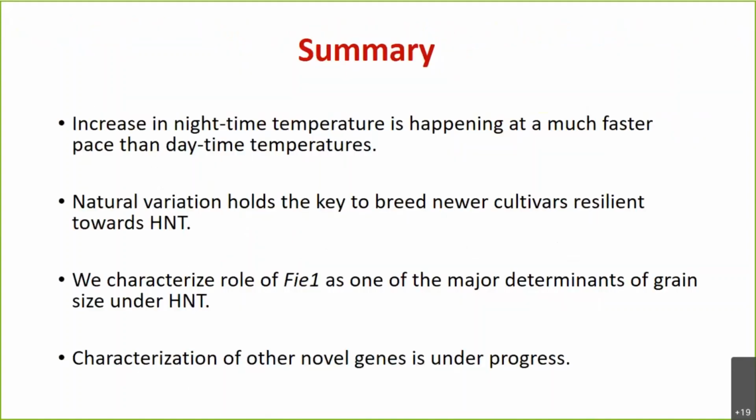So quickly, if I have to summarize my slides, the very first thing is that nighttime temperatures are increasing at a much faster pace than daytime temperatures, and that is having a more negative impact on crop yield and productivity. We did GWAS analysis using 273 accessions, and we found one significant SNP which was specific to high night temperature for grain width.